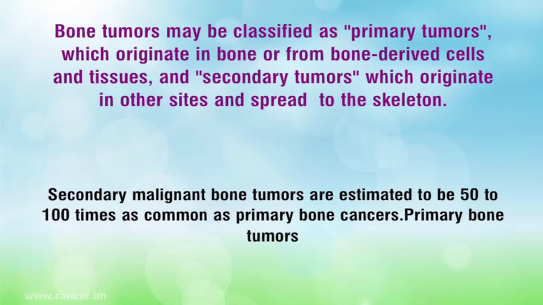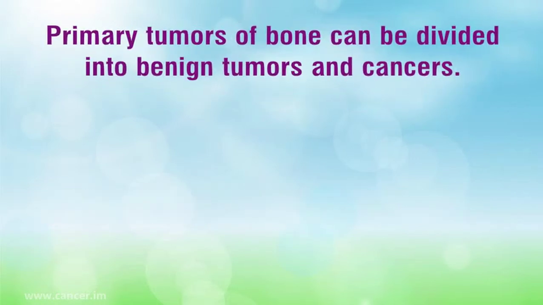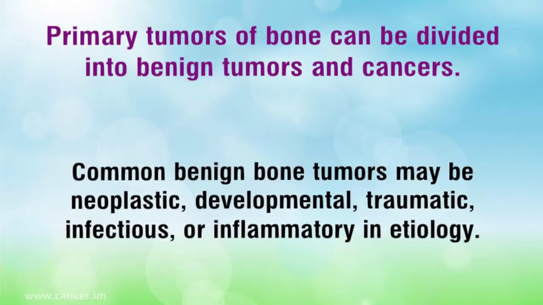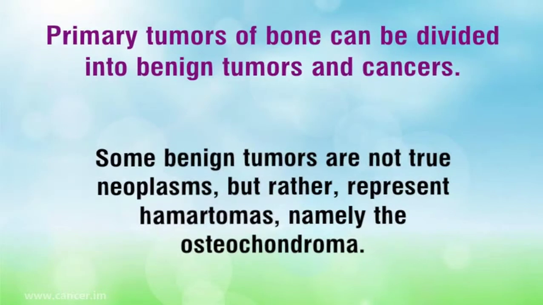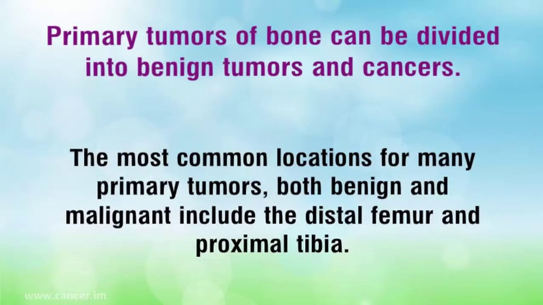Primary bone tumors. Primary tumors of bone can be divided into benign tumors and cancers. Common benign bone tumors may be neoplastic, developmental, traumatic, infectious, or inflammatory in etiology. Some benign tumors are not true neoplasms, but rather represent hamartomas, namely the osteochondroma. The most common locations for many primary tumors, both benign and malignant, include the distal femur and proximal tibia.